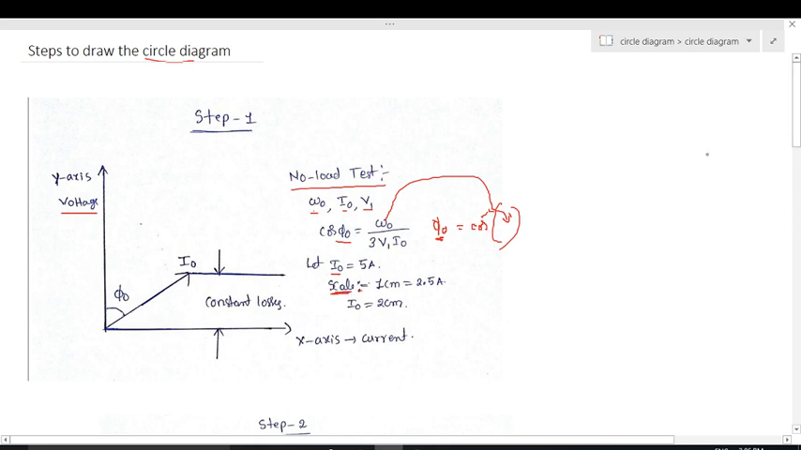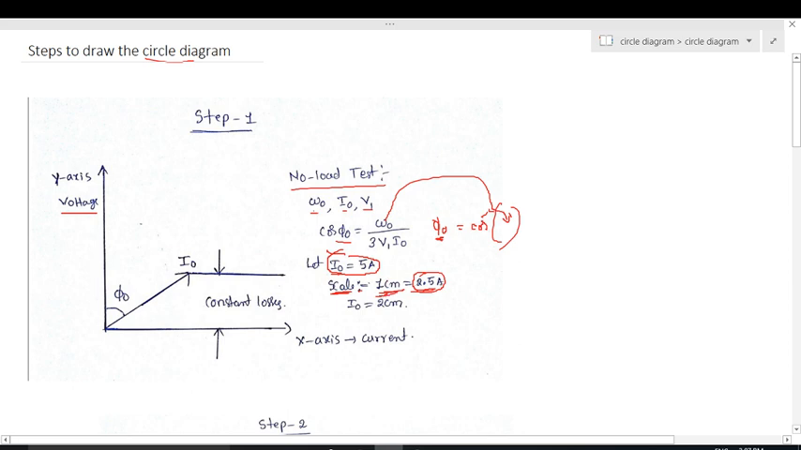Generally, this is drawn on graph sheet. That graph sheet contains some blocks, and one unit is 1 centimeter. I took 1 centimeter equal to 2.5 amps. So 1 unit indicates 2.5 amps. I assumed the no load current is 5 amps. This is just an assumption; we should take according to the readings. So 1 centimeter is equal to 2.5 amps.